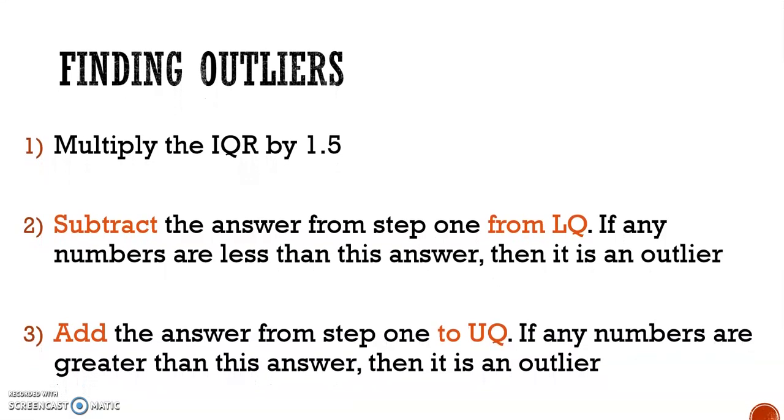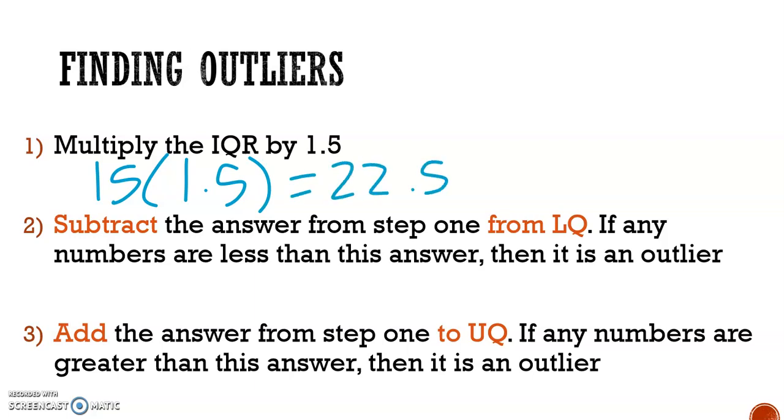Alright, so outliers. These are the steps that you are going to follow for outliers. You're going to take your IQR and you're going to multiply it by 1.5. So our IQR we just found out was 15. We're going to multiply that by 1.5, which gives us a number of 22.5. So now we're going to take that number and we're going to subtract it from the lower quartile. So we are going to take 48 minus 22.5 to get an answer of 25.5.